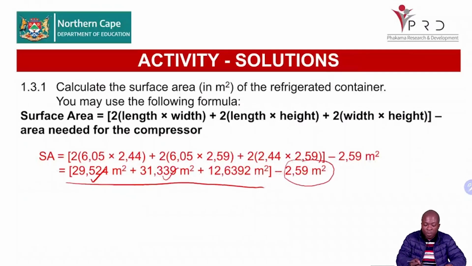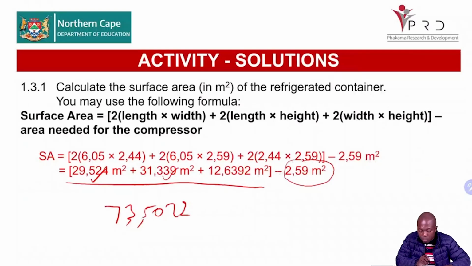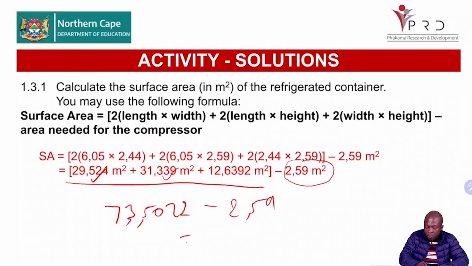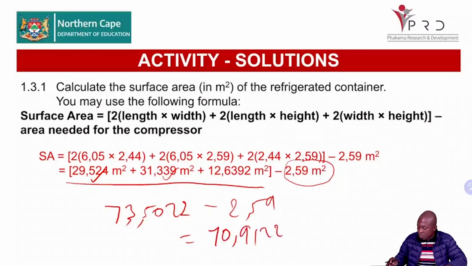Remember, they told us the area of the compressor is 2.59. So let's add all our answers, then we come and subtract. 29.524 plus 31.339 plus 12.6392 will give me 73.5022. So we must minus 2.59, and that will give me 70.9122. So let's check. Did you manage to get these ones correct?